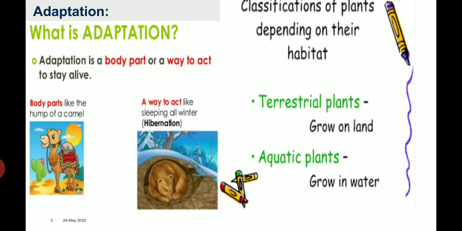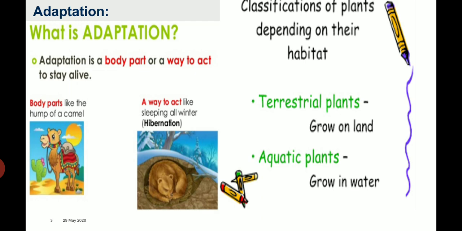So what is meant by adaptation? Adaptation is a body part or a way to act to stay alive. That is called adaptation. In a different way I tell you, each plant has special features. Are all the plants the same? No, each one has special features that help it to live in its habitat. These are called adaptation. So adaptation is a body part or a way to act to stay alive.